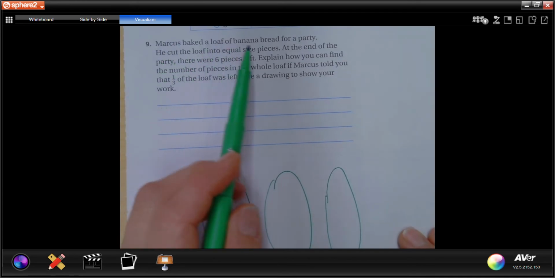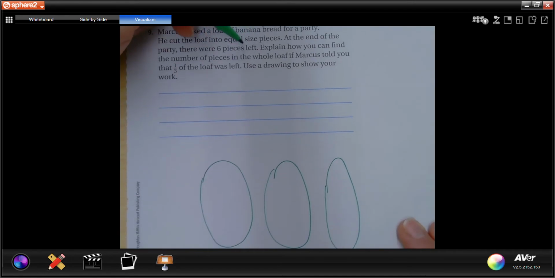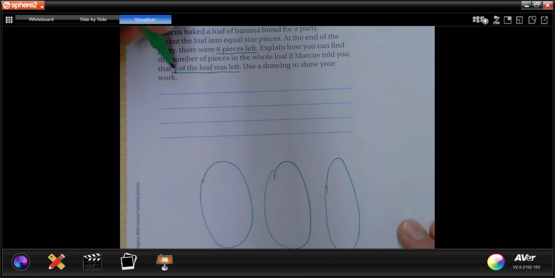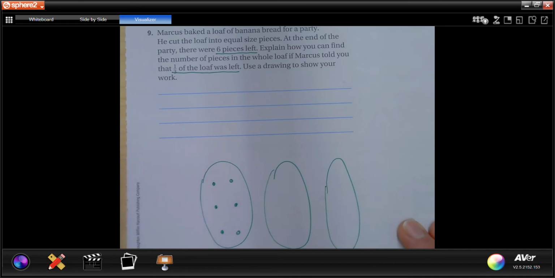We know that there were 6 pieces left in 1/3 of the bread. So we know there's 6 pieces left here, and 1/3 of the loaf was left. Okay, so in that one group, there are 6 pieces. 1, 2, 3, 4, 5, 6.